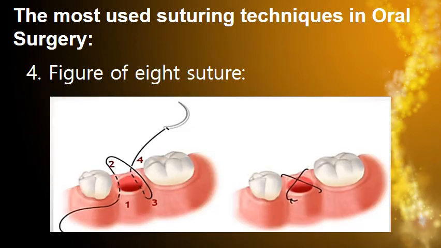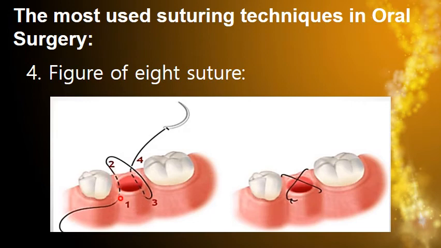Another type is the figure of 8 suture. This suture is used over a tooth socket to hold a cloth or any substance that we put inside the socket, like gelatin sponge, like Surgiseal, like a deform gauze if I have a dry socket. How will I do this suture?